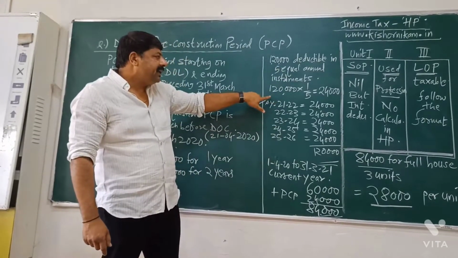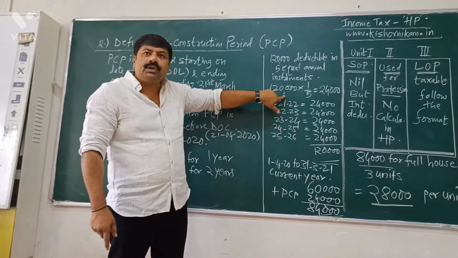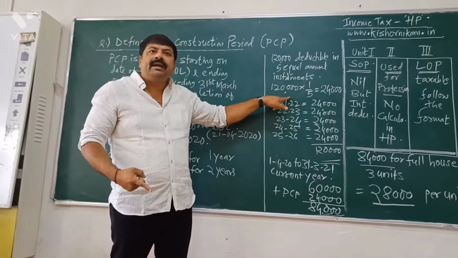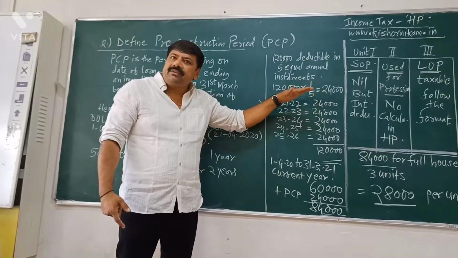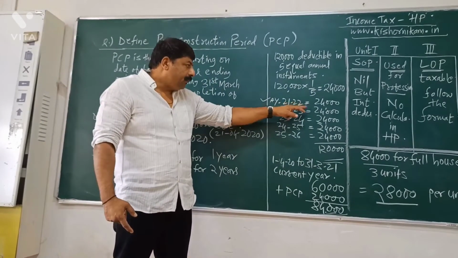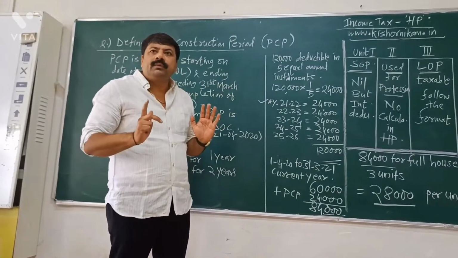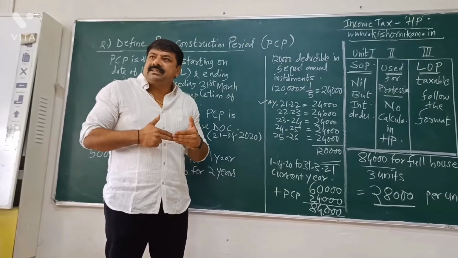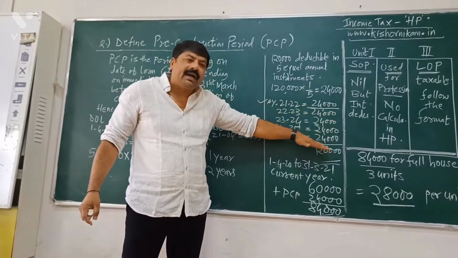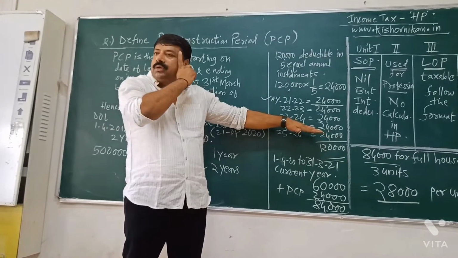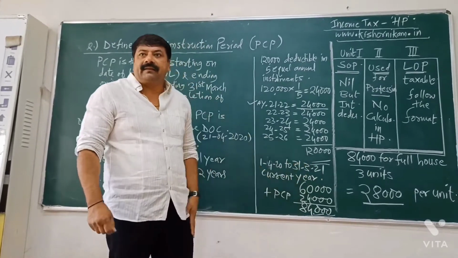Clear? We are calculating assessment year 21-22. So 1,20,000 total PCP interest divided by 5, so per year 24,000. So in consecutive 5 years you have to show the deduction: 24, 24, 24 up to 2025-26. This is the treatment given in section 24. So for the present case, we have to take only 24,000. The rest of the part will go to the next returns of income of Mr. Ashok.